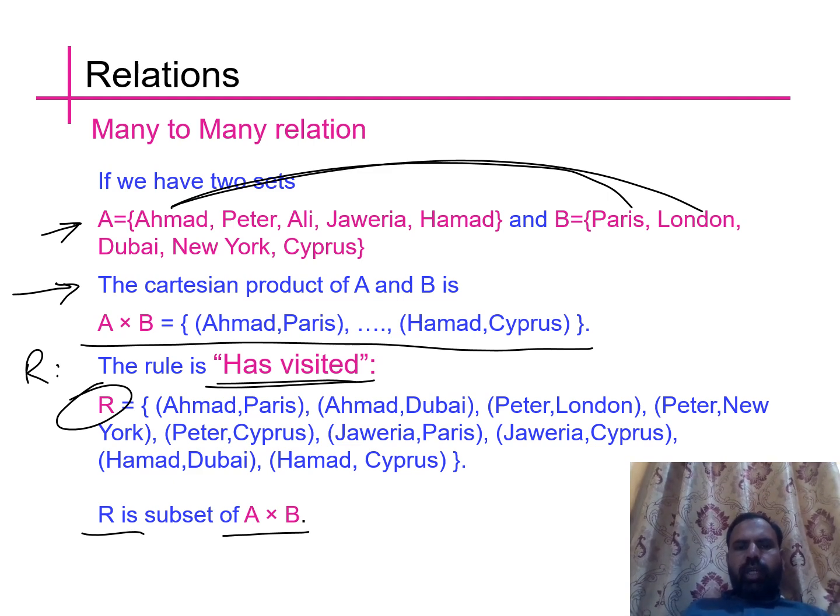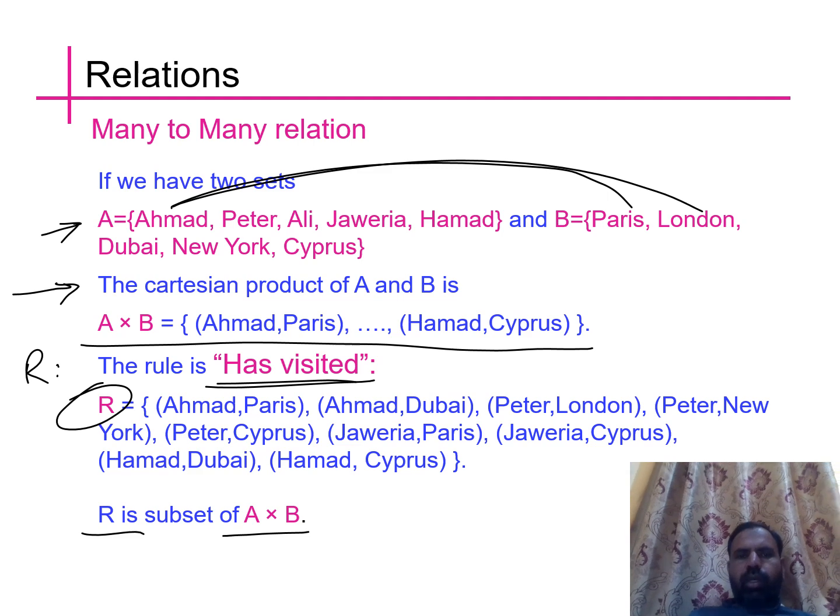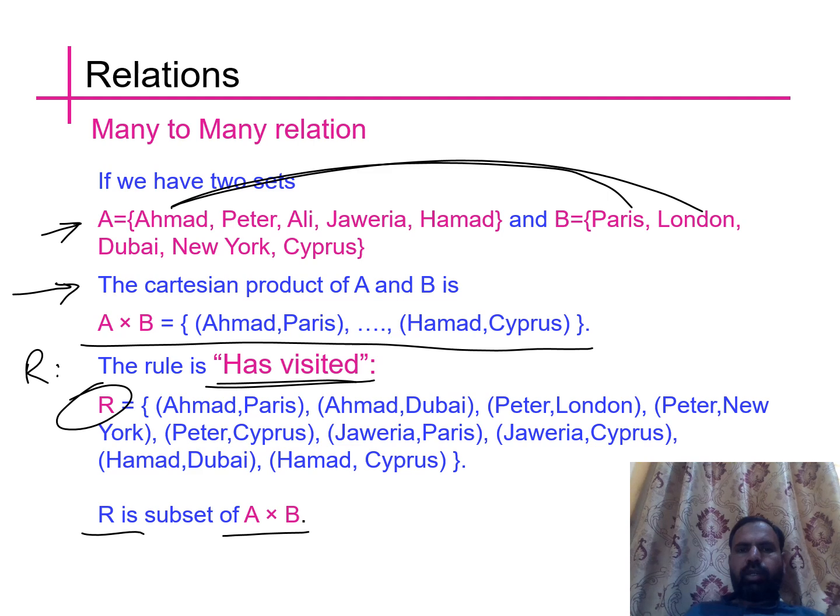The rule is "has visited". R is the relation which is a subset of A cross B. So this is R: (Ahmed, Paris), (Ahmed, Dubai), (Peter, London), (Peter, New York), (Peter, Cyprus), (Javeria, Paris), (Javeria, Cyprus), (Hamad, Dubai), (Hamad, Cyprus). So R is a subset of A cross B.